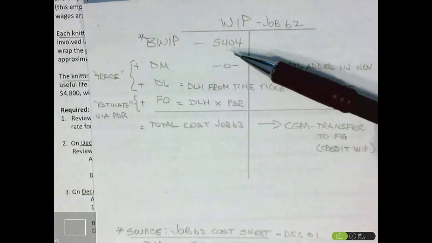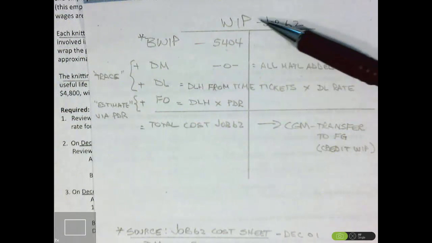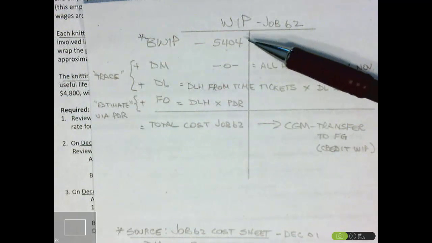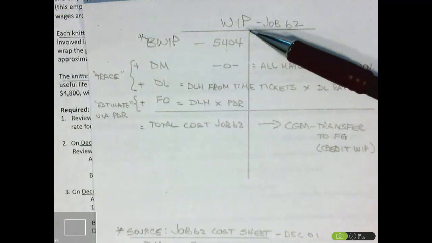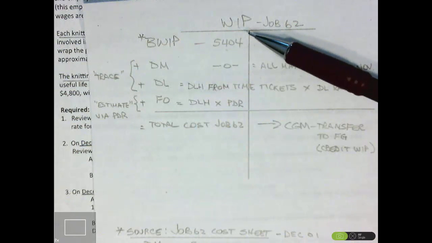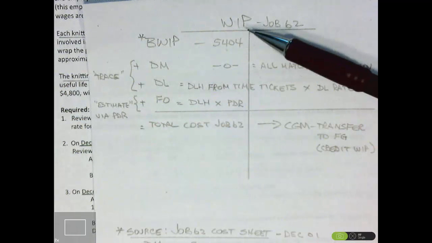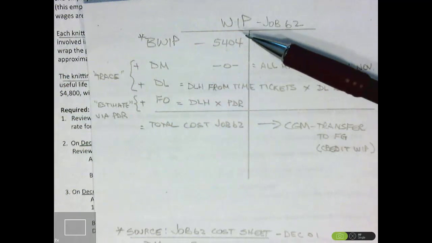Where did the beginning work in progress come from? Well, each job will have its own work in process T account, or it will have its own job cost sheet. The connection is that the work in progress is evidenced by the job cost sheets. The job cost sheets do the same thing as this work in progress T account. So let's look at the job cost sheet for job number 62.